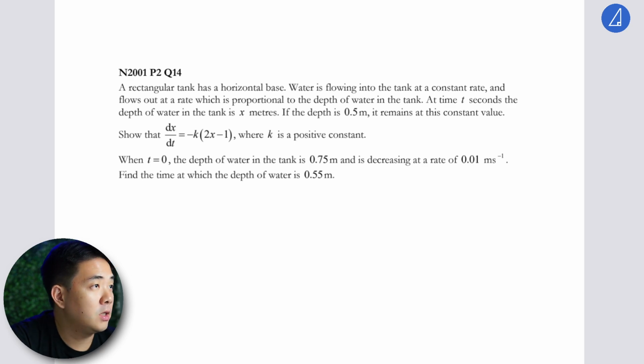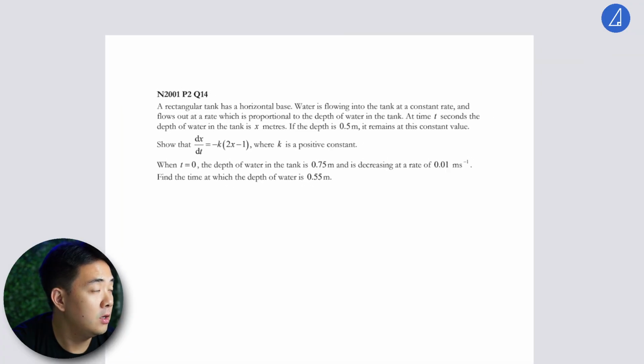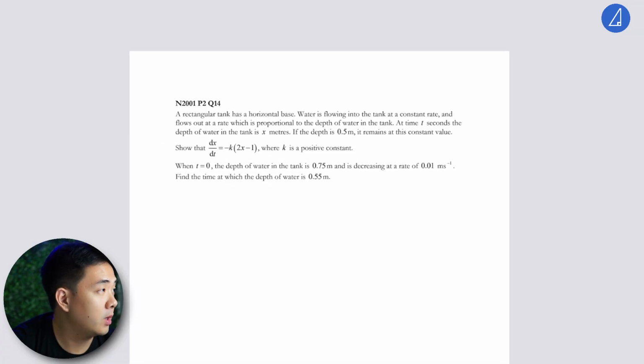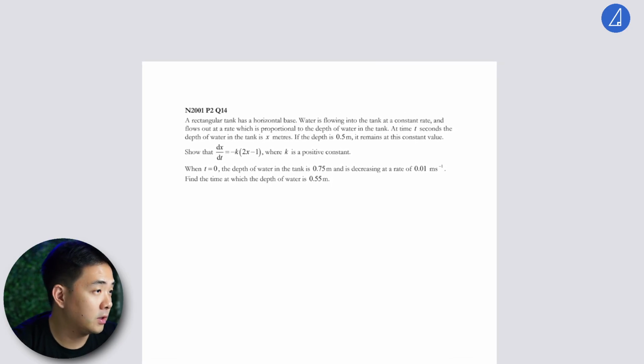Okay, let's look at this question here, which is taken from one of the school tutorials, ACJC, I believe. This is taken from the year 2001 H2 math paper 2, question 14. A rectangular tank has a horizontal base.